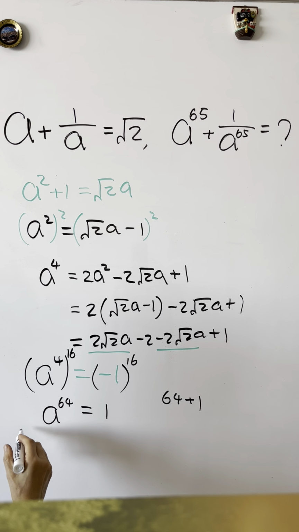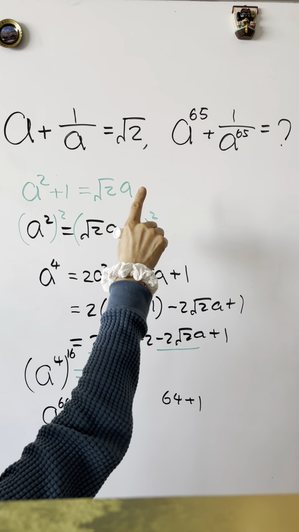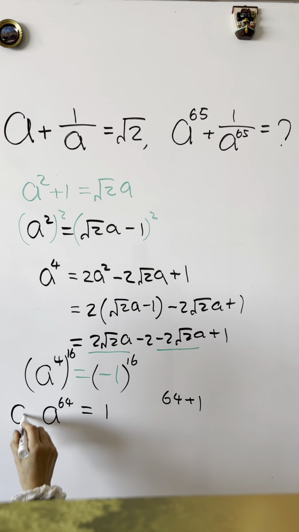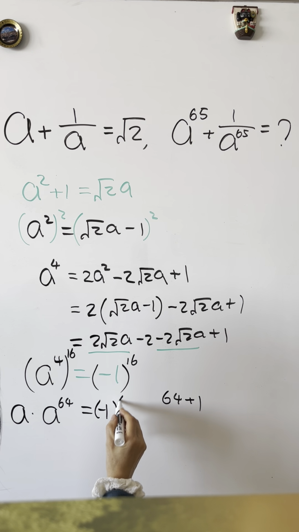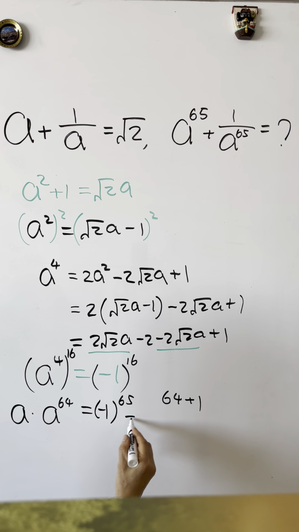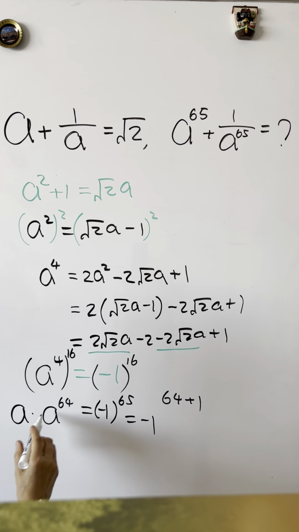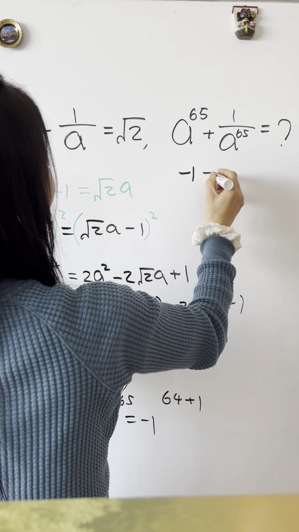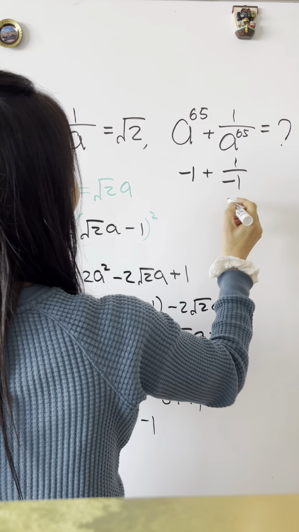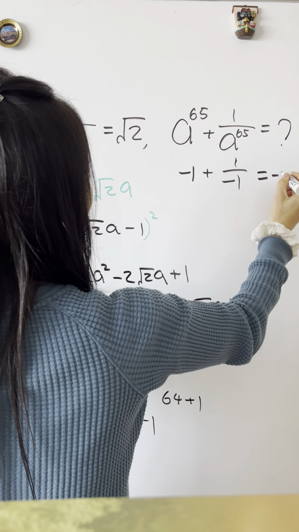But then I have to multiply by a, because I have an a to the 65, right? So multiply by a. Then that means I have a negative 1 raised to the 65, which I get a negative 1. So a to the 64th power is a negative 1. So I have negative 1 here plus 1 divided by negative 1, or still negative 1. So I get a negative 2.